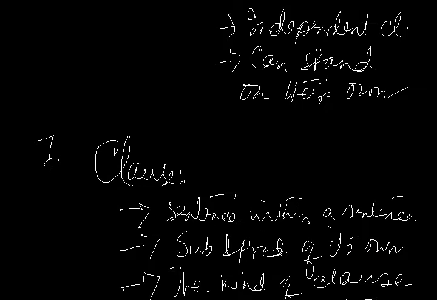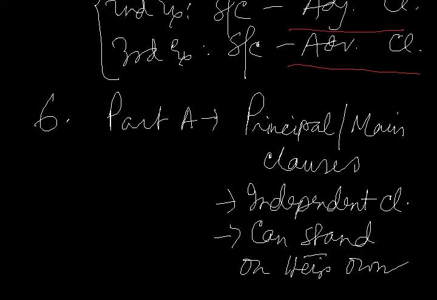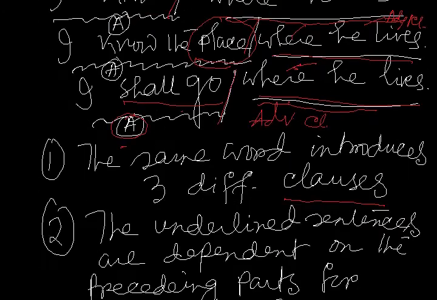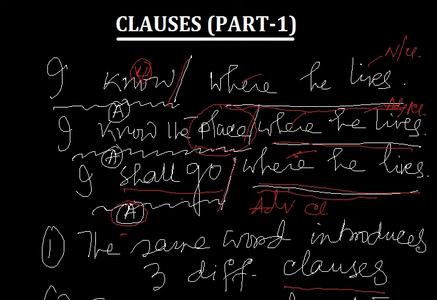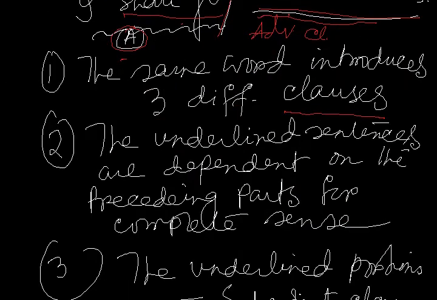But in all the sentences, part A is called the principal clause or the main clause or the independent clause. It can stand on its own. If you say I know, it can stand on its own. I know the place, I shall go. So these parts are not dependent on the succeeding parts for clarity or for making complete sense. They are independent. That means they are not dependent on the subordinate clauses. Hence they are called principal clauses or main clauses or independent clauses.